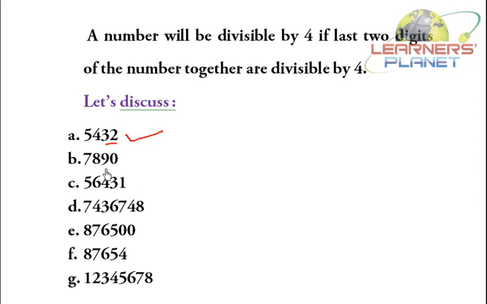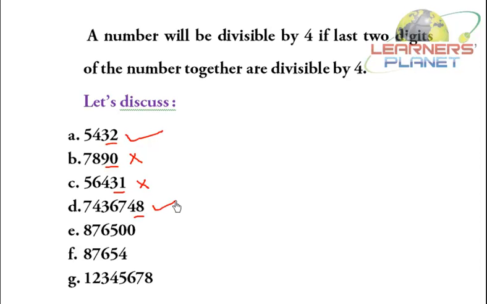Similarly, in this case, 7890, 90 is not divisible by 4, hence 7890 will not be divisible by 4. In this case, it's already an odd number, so it cannot be divisible by 4, so do not discuss much about it. In this case, 48 is divisible by 4, so the complete number will be divisible by 4.